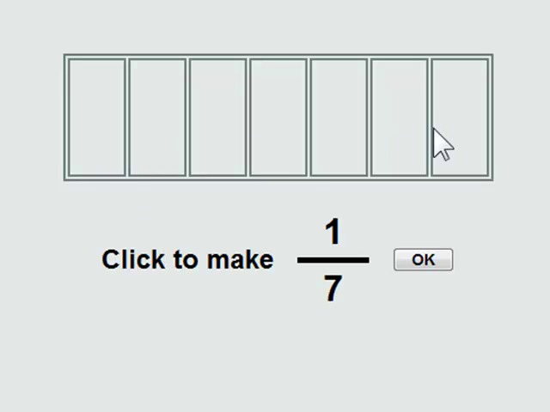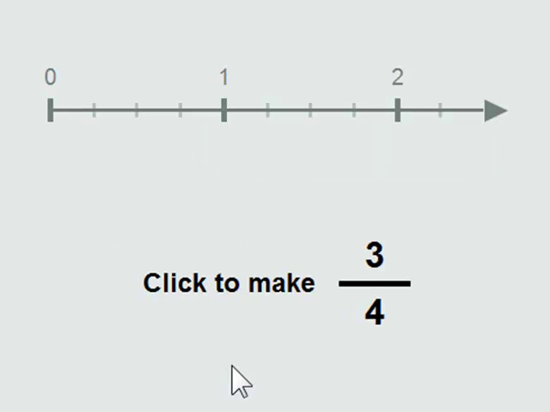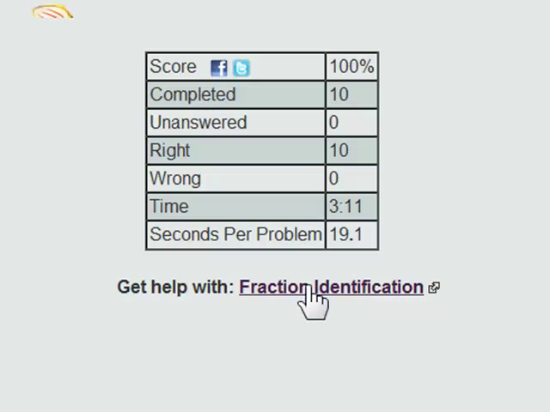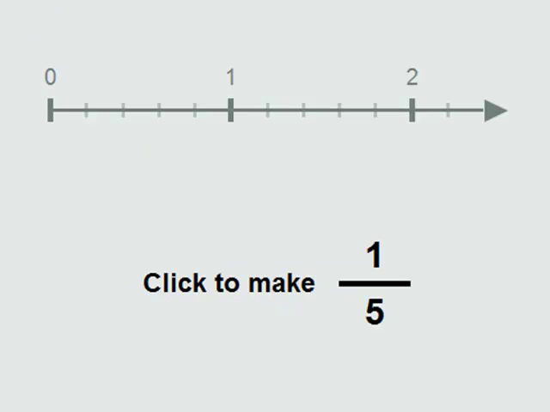Click to make 1/7. This whole thing is broken into 7 parts. There's one of them. And it says click to make 3/4. Well, each one of these is broken up into 4 parts, and I only need 3 of those. So click there. And then one more fraction here where this is broken up into 1, 2, 3, 4, 5, 6 parts, and 5 of them are shaded. So our fraction here is 5/6.